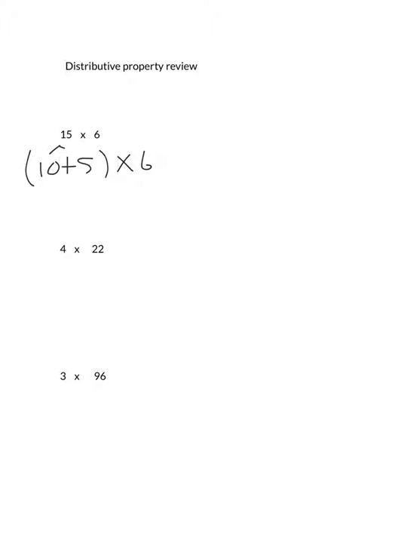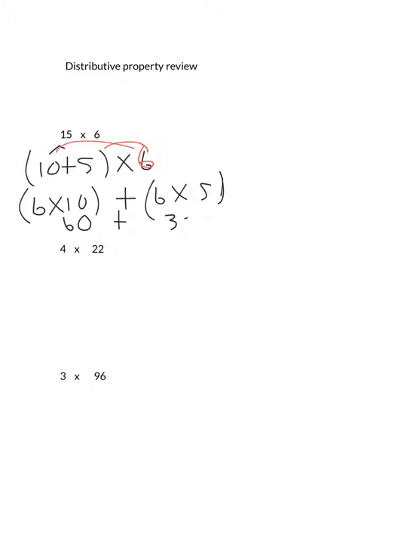This looks like 6 times 10 plus 6 times 5. Remembering that this 6 has to get shared with both numbers inside. 6 times 10 is 60. 6 times 5 is 30. Therefore, 15 times 6 is 90.